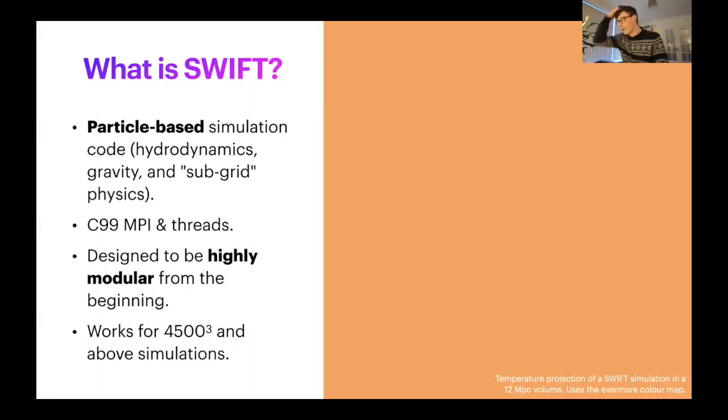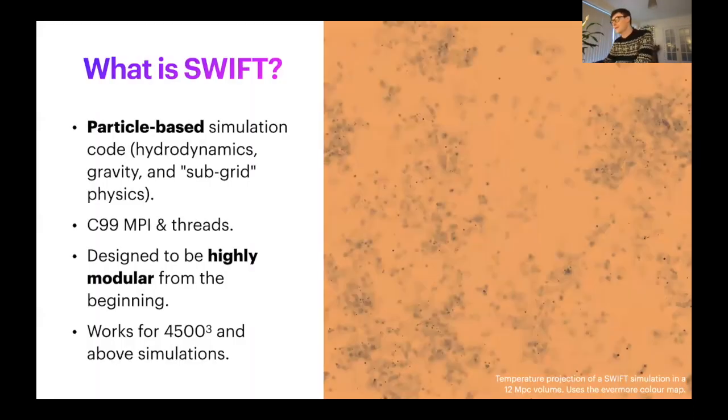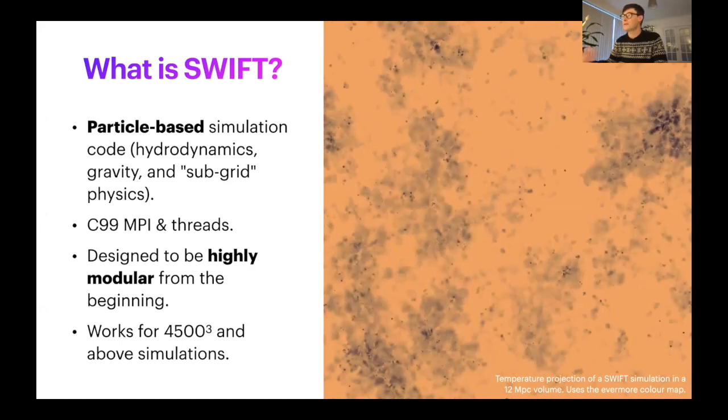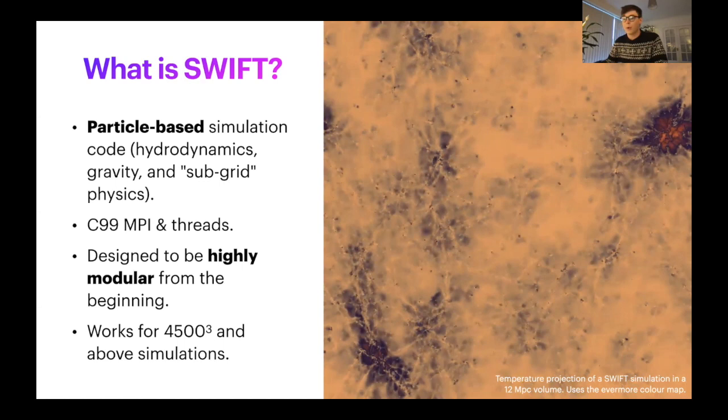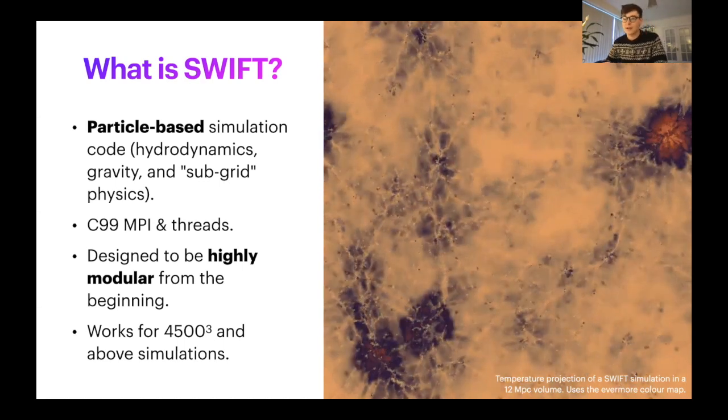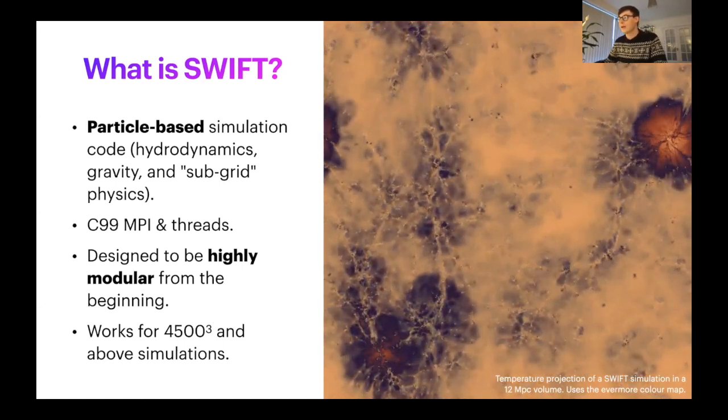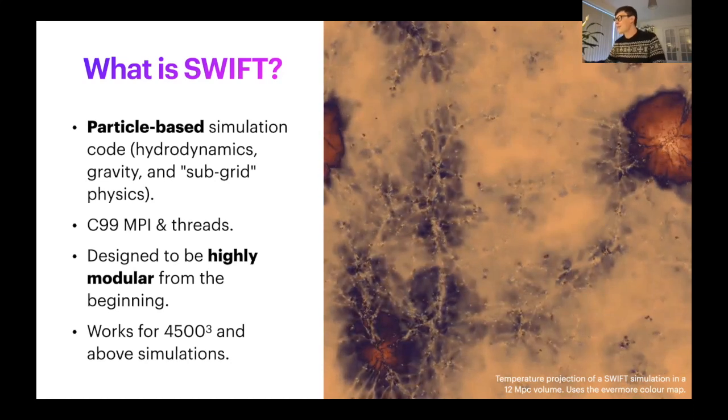So before I talk a bit more about SwiftSim.io, I'll talk about what Swift is. Swift is a particle-based simulation code. It's similar to Gadget, but it uses more modern technologies, and it's designed to be very modular from the beginning. And on the right is what Matt was asking about.